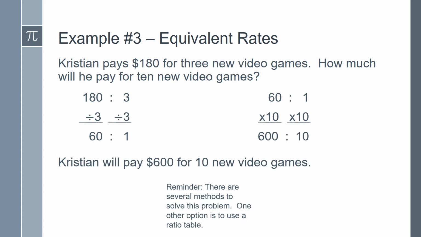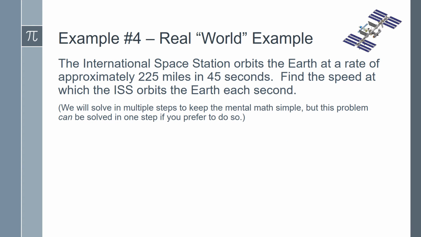Reminder, there are several methods to solve this problem. One other method is to use a ratio table. Today we will finish up with a real-world example. The International Space Station orbits the Earth at a rate of approximately 225 miles in 45 seconds. Find the speed at which the ISS orbits the Earth each second.